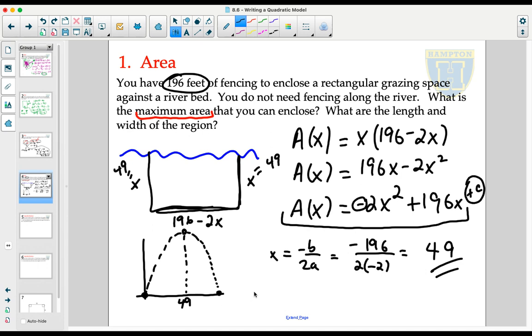Once we have that, we can go back to the original area function, and we can evaluate that original area function at x is equal to 49. And if you're careful with your arithmetic, you should get that the maximum area that's attainable is 4,802 square feet.